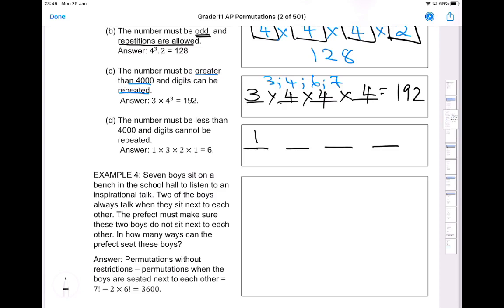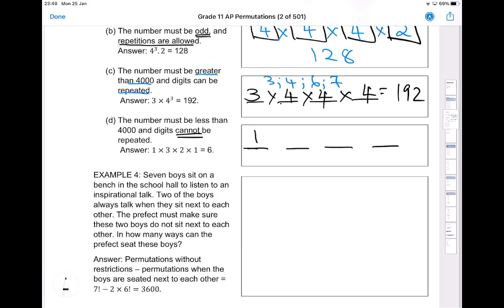And it says the digits cannot be repeated. So 3 cannot be used again. But the number will obviously be less than 4,000 now. Now we can't repeat our digits. So we therefore have 3 digits left.